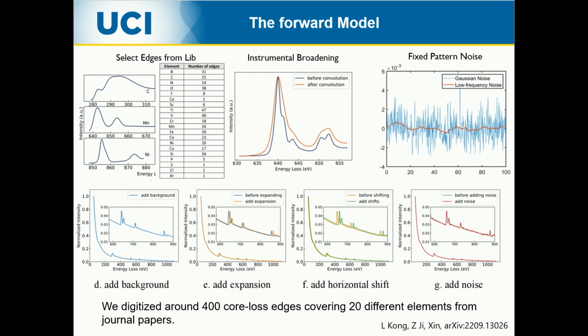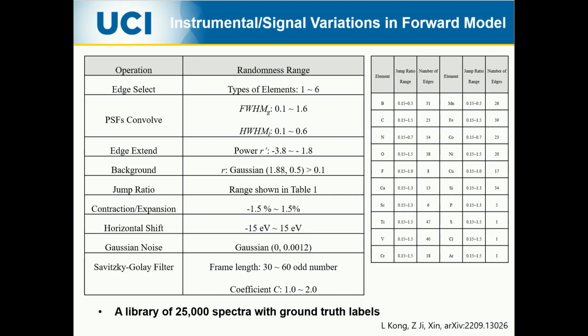We all know what the EELS problems are. Give it a little bit of expansion, augmentation, and a little bit of shifts, plus or minus 15 eV, so the network becomes very robust to these problems in your spectrometer, and also add the fixed pattern noise. We digitized around 400 core loss edges covering 20 different elements from journal papers. These are all the augmentation parameters we have, and also the jump ratio range we use for these light elements. This is a library of 25,000 spectra with ground truth labels. It definitely can be more, so it doesn't have to be 25,000.